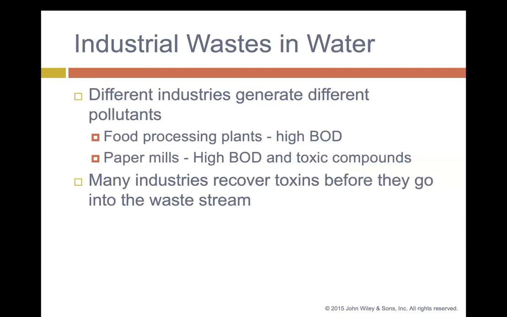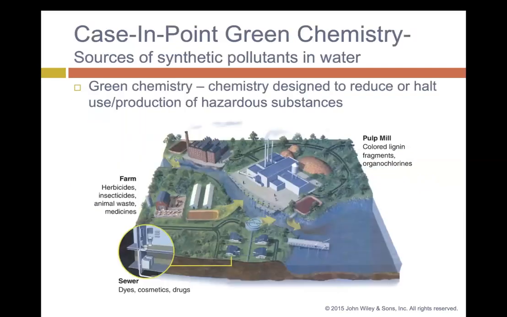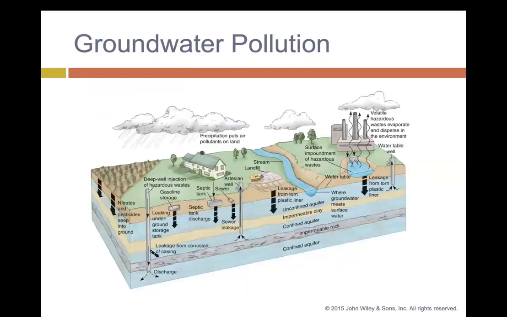Industrial waste: different industries generate different pollutants, whether those are food processing plants or paper mills. We have this case in point, green chemistry, where we have sources of synthetic pollutants in the water coming from farms, paper mills, or other industry or sewers. Here we have a look at what groundwater pollution looks like and everything that can affect it, whether that's deep well injection of hazardous waste, gasoline storage, septic tanks, artesian wells, landfills, streams, and then things from actual compounds.